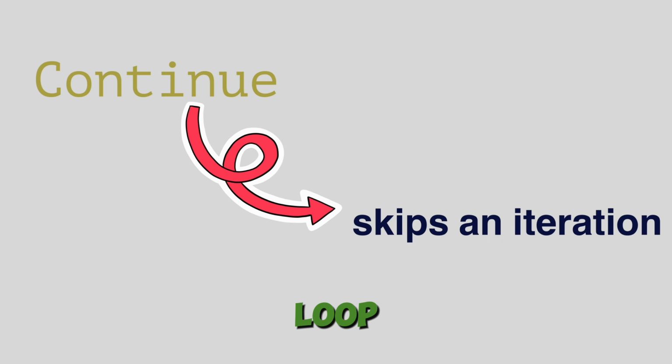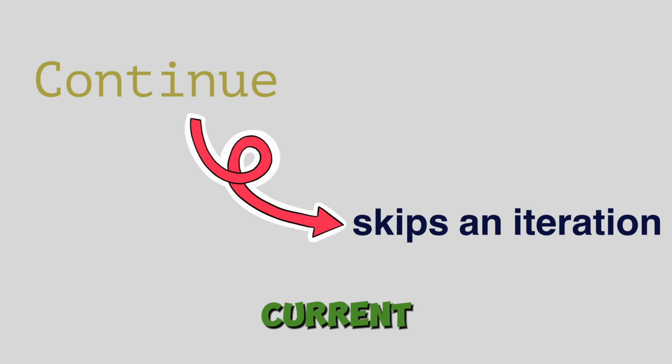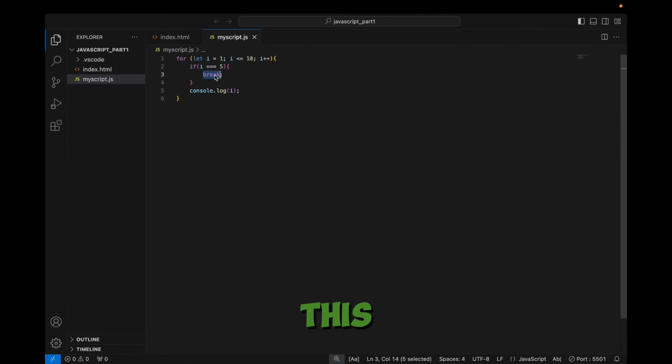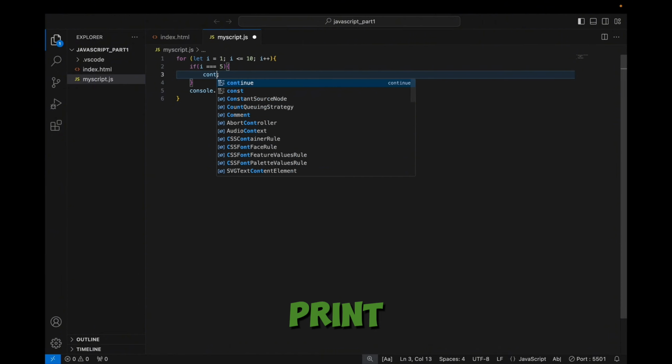Next up is the continue statement. Instead of exiting the loop completely, continue skips the current iteration and moves to the next one. Let's modify our previous example. This time, we'll skip the number 5 but print everything else.